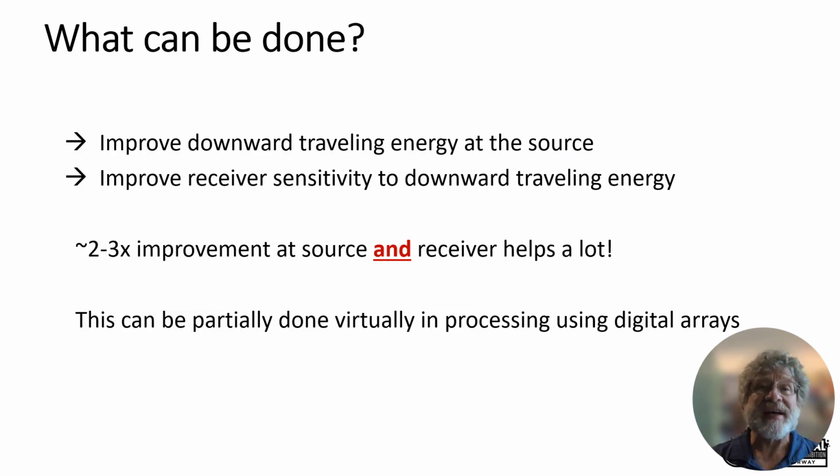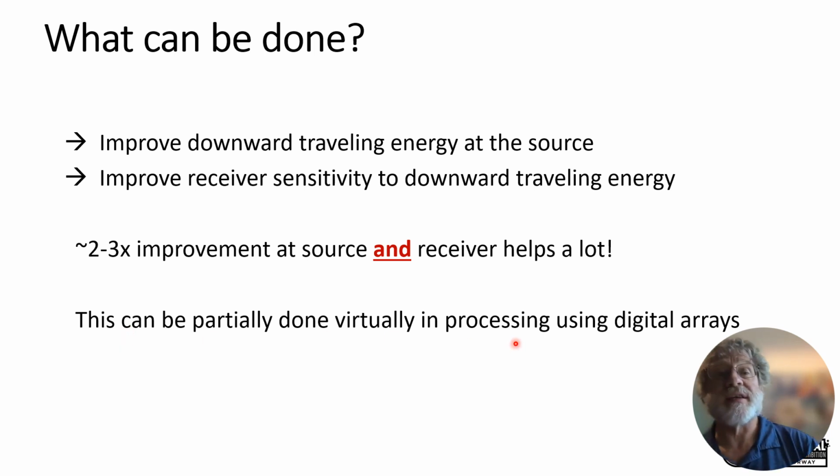So what can be done? There are some things that can be done. We can improve downward traveling energy at the source, and we can improve receiver sensitivity to downward traveling energy. These improvements might be mild, but if you do 2 or 3x improvement at the source and the receiver, that helps a lot. That'll correspond to 4 to 9 times improvement. This can be done in the field, and it can also be done in processing. It can be done virtually using digital arrays.